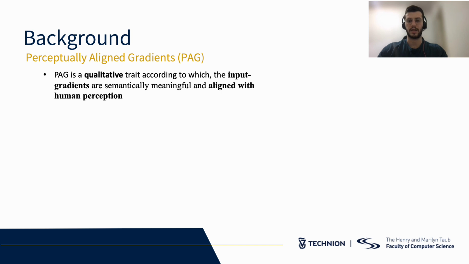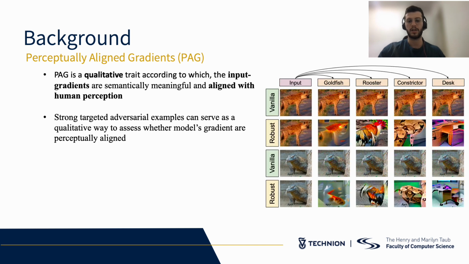Now let's turn to discuss perceptually aligned gradients, or in short, PAG. This is a qualitative trait that upholds if the model input gradients are semantically meaningful and are aligned with human perception. One common way to visualize it is by evaluating the outputs of strong targeted adversarial attacks and checking whether the modifications are meaningful or not. As we can see in this figure, robust models lead to such changes and therefore they possess PAG, while their non-robust counterparts do not.